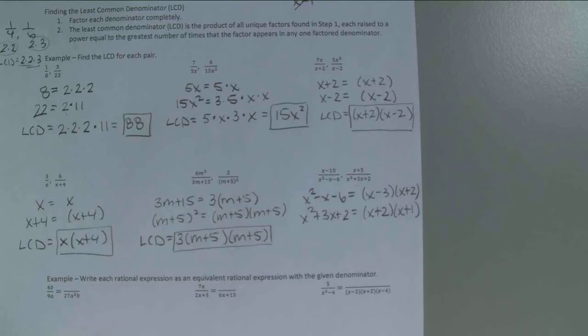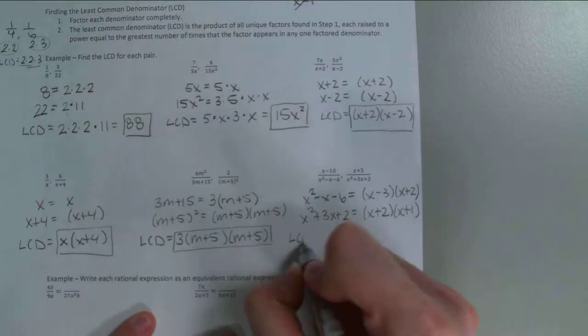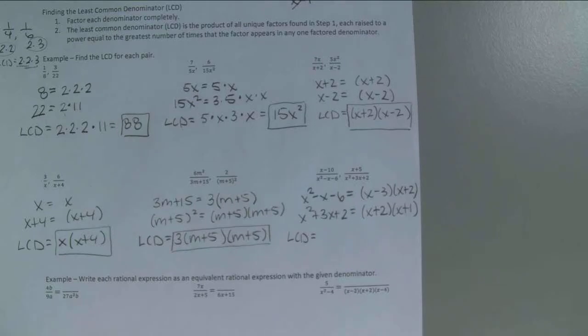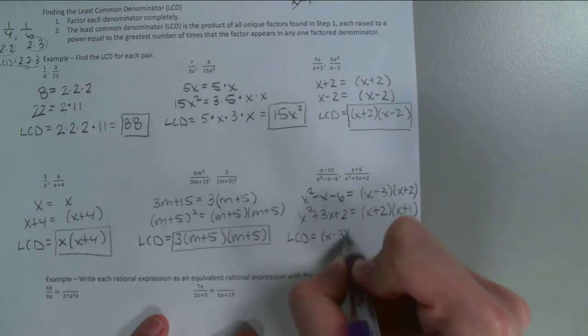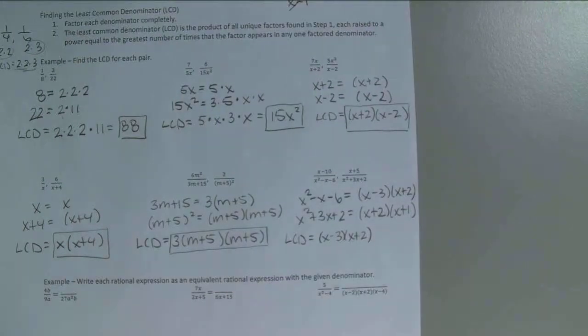All right, so what's our LCD going to be? Well, when it comes to LCD, it doesn't really matter what order you write them in, but I always just start with the first denominator completely. So the first denominator means what? x minus 3 and an x plus 2. So there's the first denominator, but what do we need to add on so that the second denominator is represented? x plus 1, right?